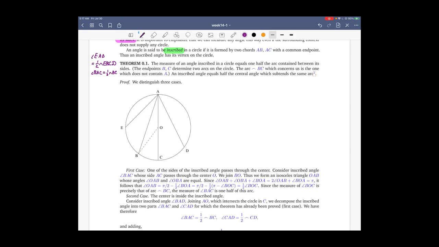Of course, we have to understand, and it's an important comment here, that there are two arcs with endpoints B and C, this arc and this arc. We always mean that arc that doesn't contain the third point A. So we really mean this arc.